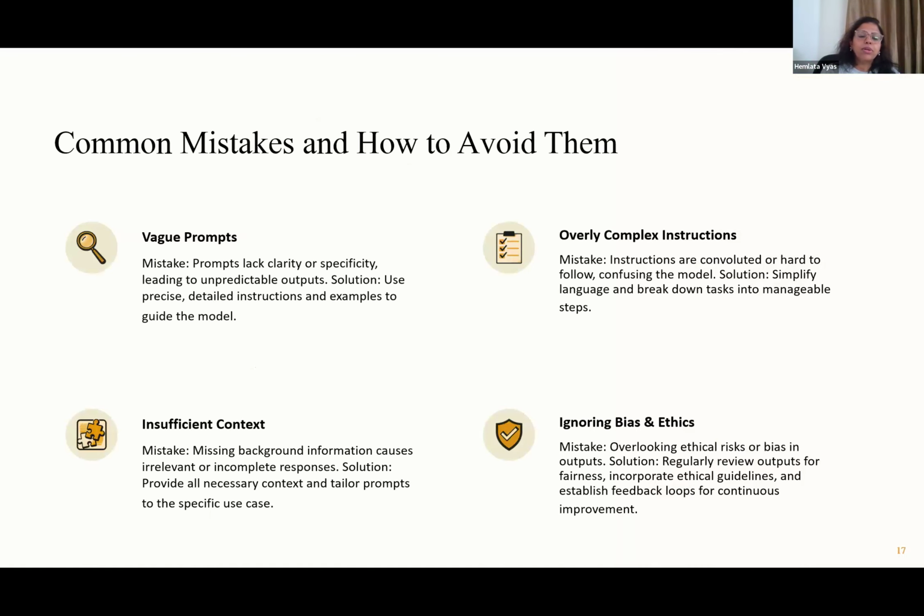So what do we do? Common mistakes, as we mentioned, are vague prompts, not having the complete context, and giving complex instructions. And then we are ignoring bias and ethics. That is very important. Whenever we get an output, last time we had a complete session on this, ethical guidelines have to be followed. The input and output need to be validated. Validations are very, very important.